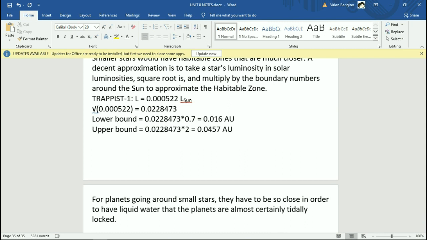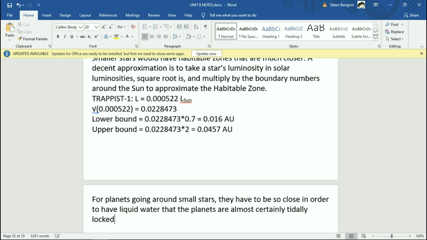Tidally locked means that one side of the planet always faces the sun. Basically, just like how one side of the moon always faces the Earth, so you'd say the moon is tidally locked to the Earth. This has to do with tidal forces and gravity. It's very complicated in terms of the exact math behind it. But if you are close enough to an object that's massive enough, the gravity will be strong enough to basically lock you in place.